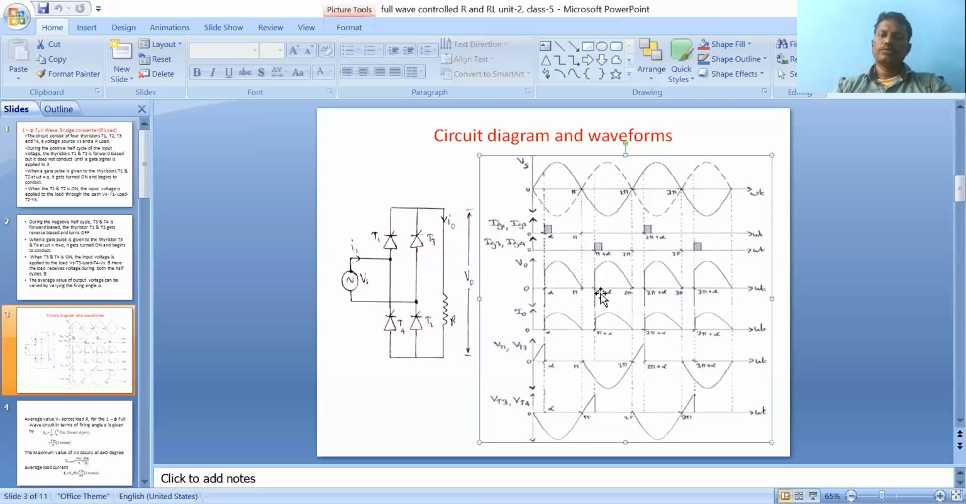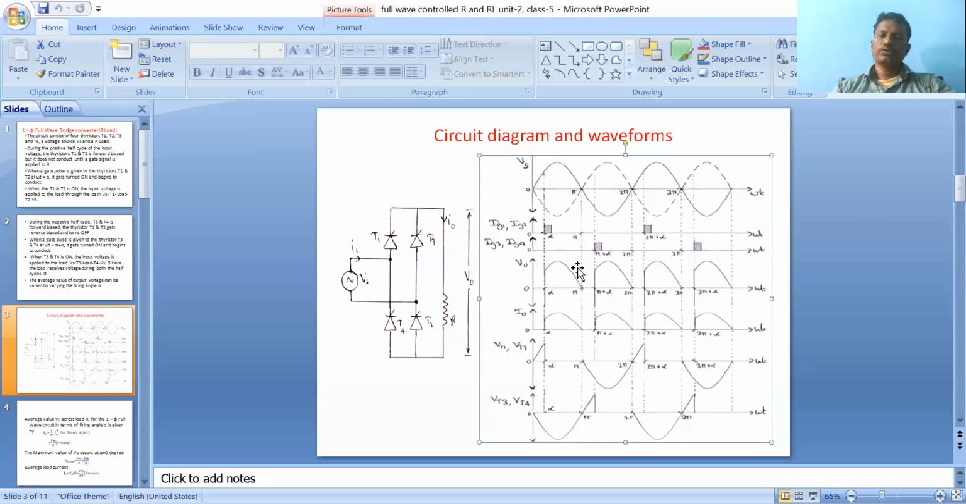At pi plus alpha, we apply the firing pulses to T3 and T4, so T3 and T4 come into conduction state. The output voltage develops and follows the supply voltage. Clear? The output current is the same. So this waveform is for only one cycle of input. Looking at this output waveform, it is pulsating DC.